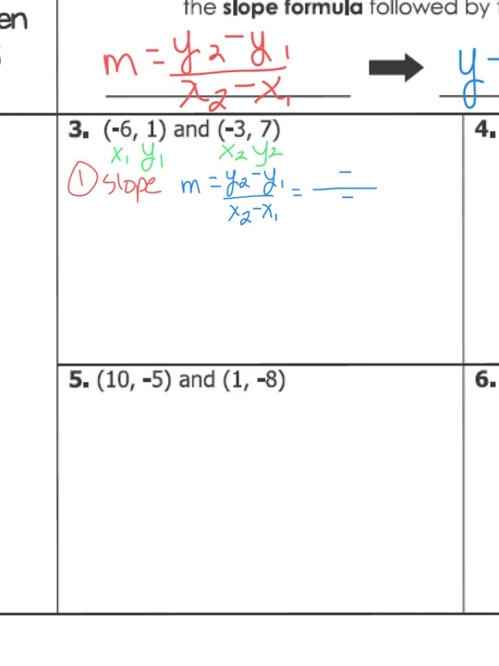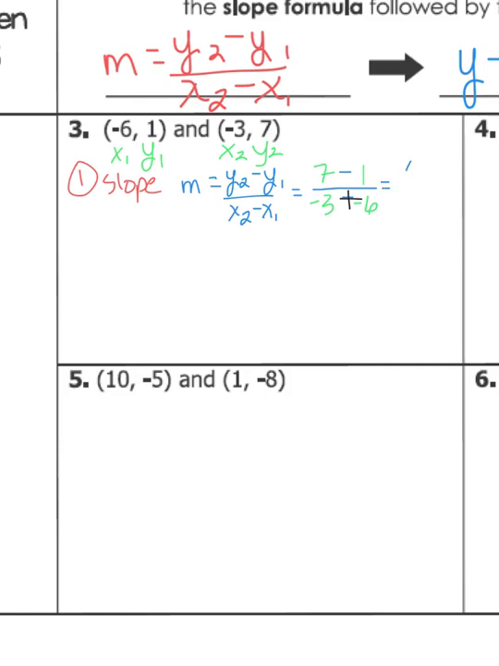So y sub 2 is 7, so the 7 is going here. Then y sub 1 is 1, so our 1 will go here. x sub 2 is going to go here, and that's negative 3. And finally, x sub 1 is here, and we're putting that negative 6 there. So we do have one instance of this minus minus, which is going to become a big plus. So I'm going to immediately change that to a plus, and then we're going to do the math.